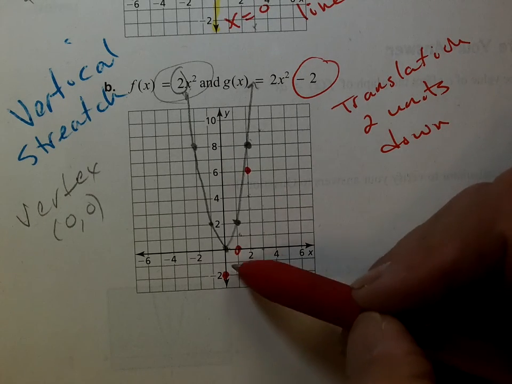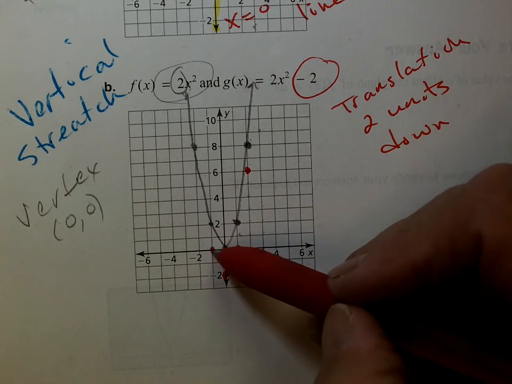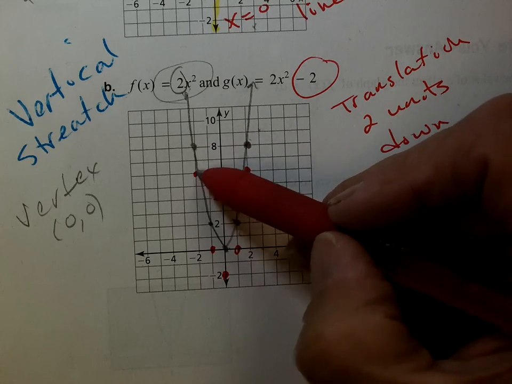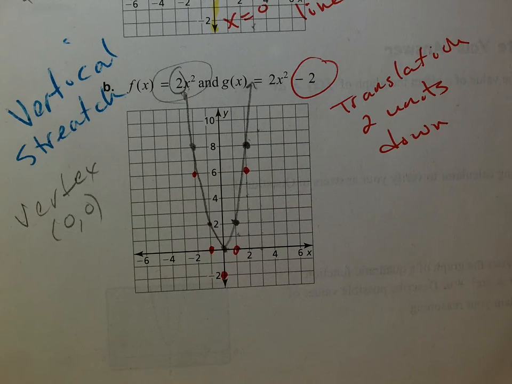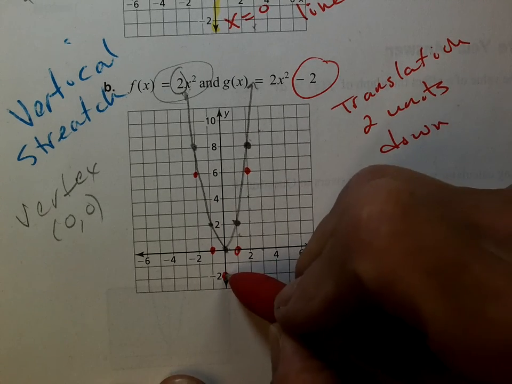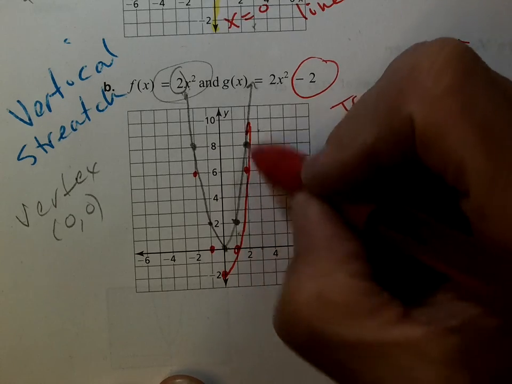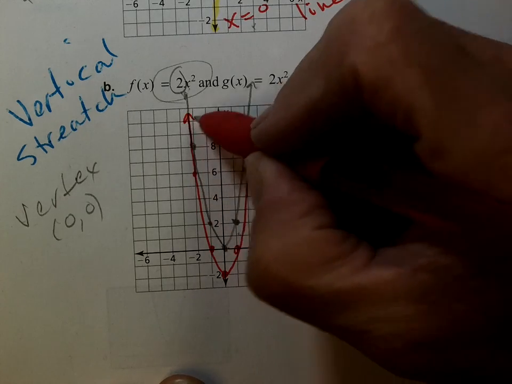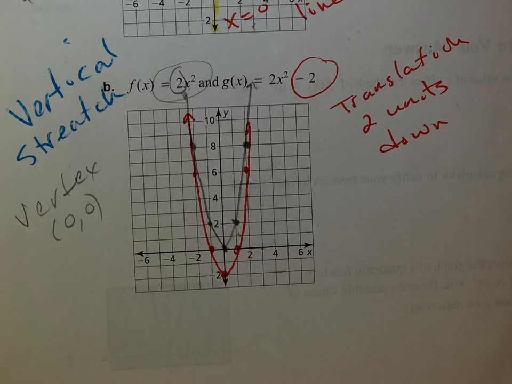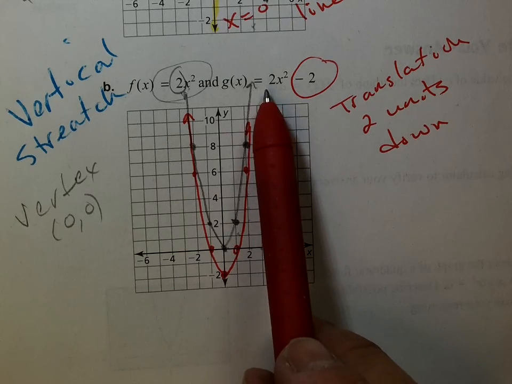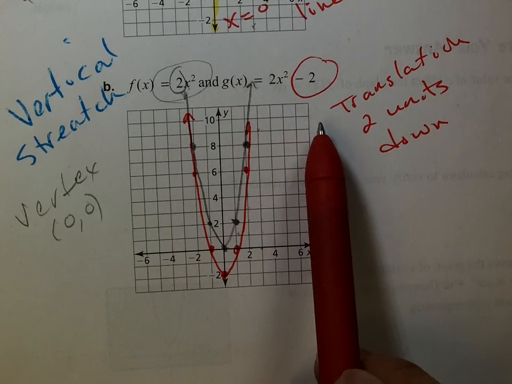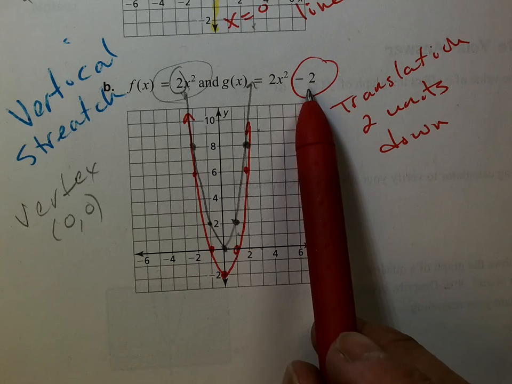Okay, we'll do the same thing on this side. This point comes down 1, 2, and this point comes down 1, 2. So I took the entire graph and I just moved it down 2 units. Same shape, it just moved down 2. There it is. There's my new function, translated 2 units. So it has a vertical stretch of 2, and it is going to be then translated down 2 units.